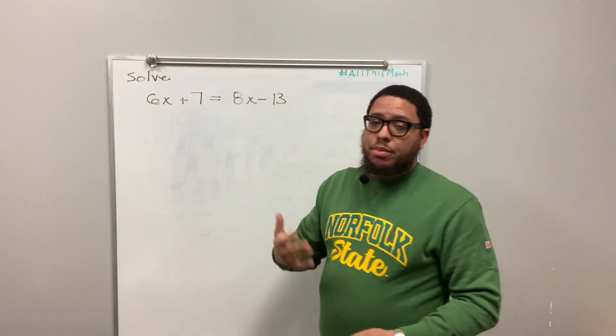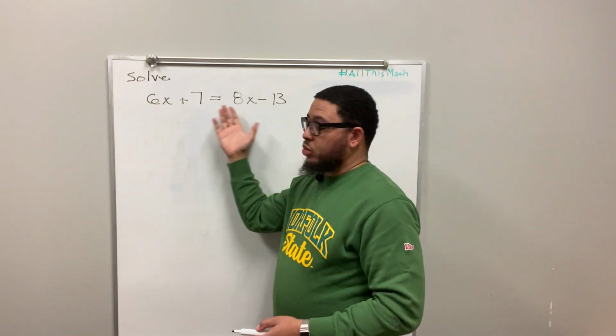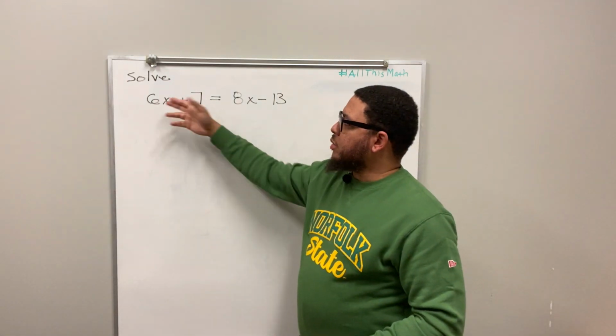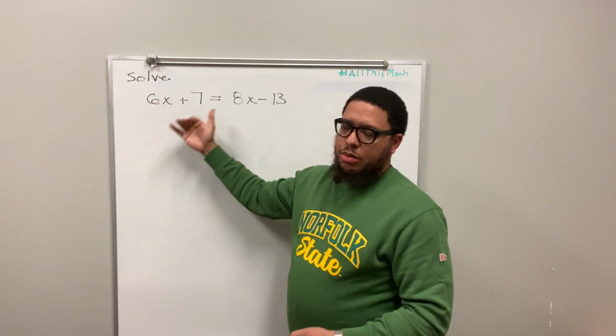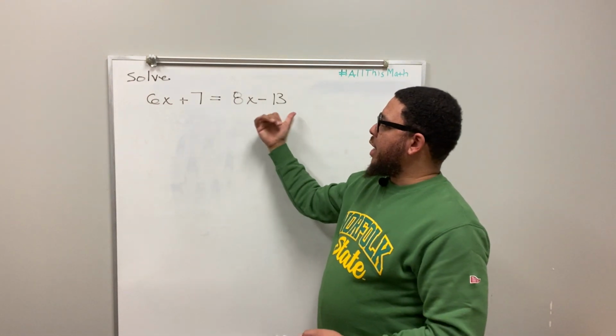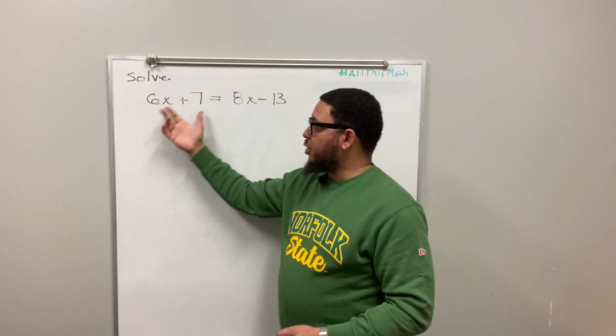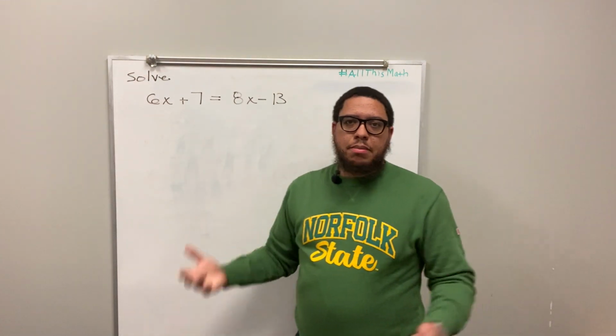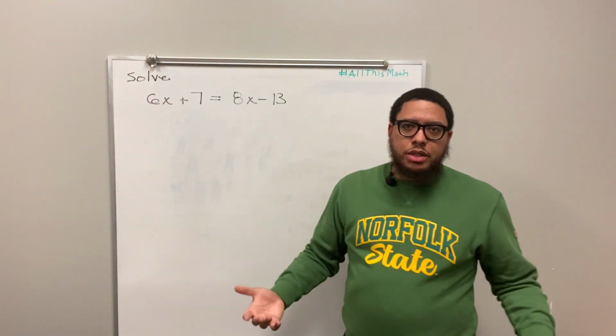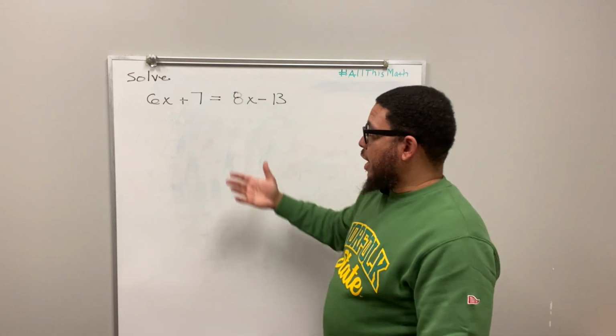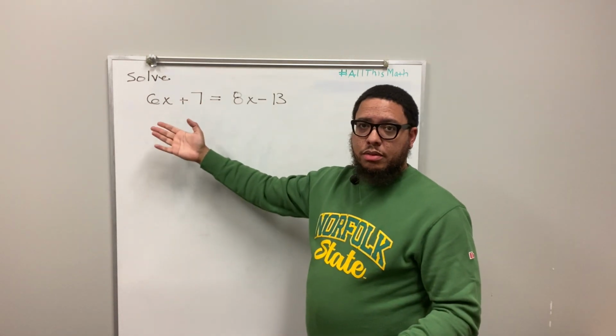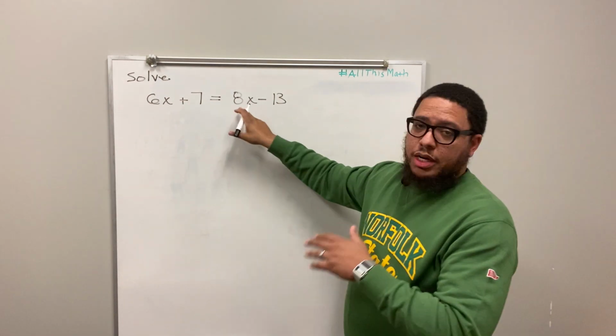I tend to like to be able to read my answers as x equals something. So if I was to get rid of this x, then I wouldn't be able to read my answer like that because I'm going to have my x on the right side and I'm going to have a number equal to x. It don't really matter, but you know what I mean? That's just my twist. That's just how I like to get down. I like to have my variable on the left side of the equal sign. So that's why I'm getting rid of the 8x.